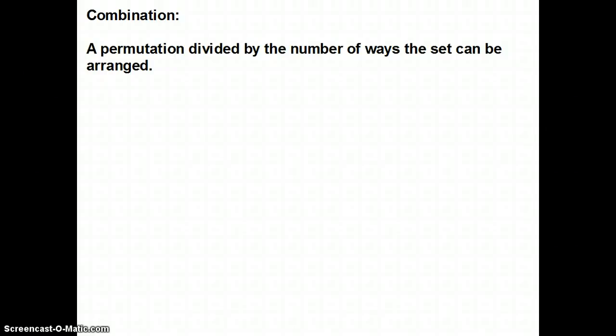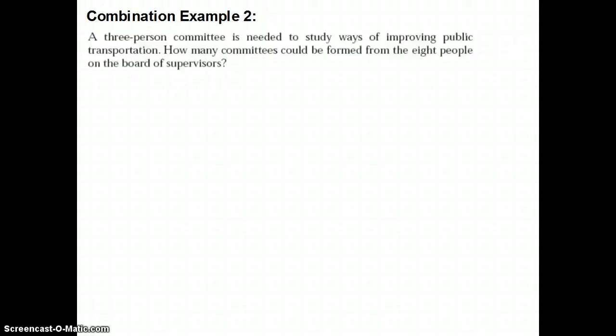Okay, so a 3-person committee is needed to study ways of improving public transportation. How many committees could be formed from the 8 people on the Board of Supervisors? So the first thing I ask myself is, is this a combination or permutation question? The order doesn't matter on this one, so it is a combination question.